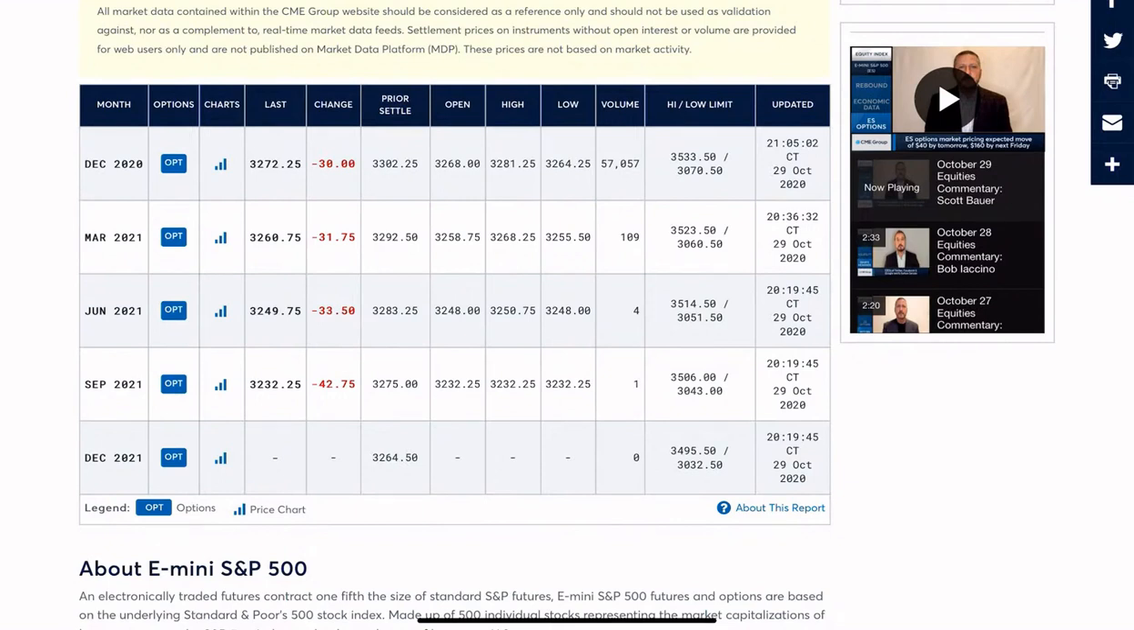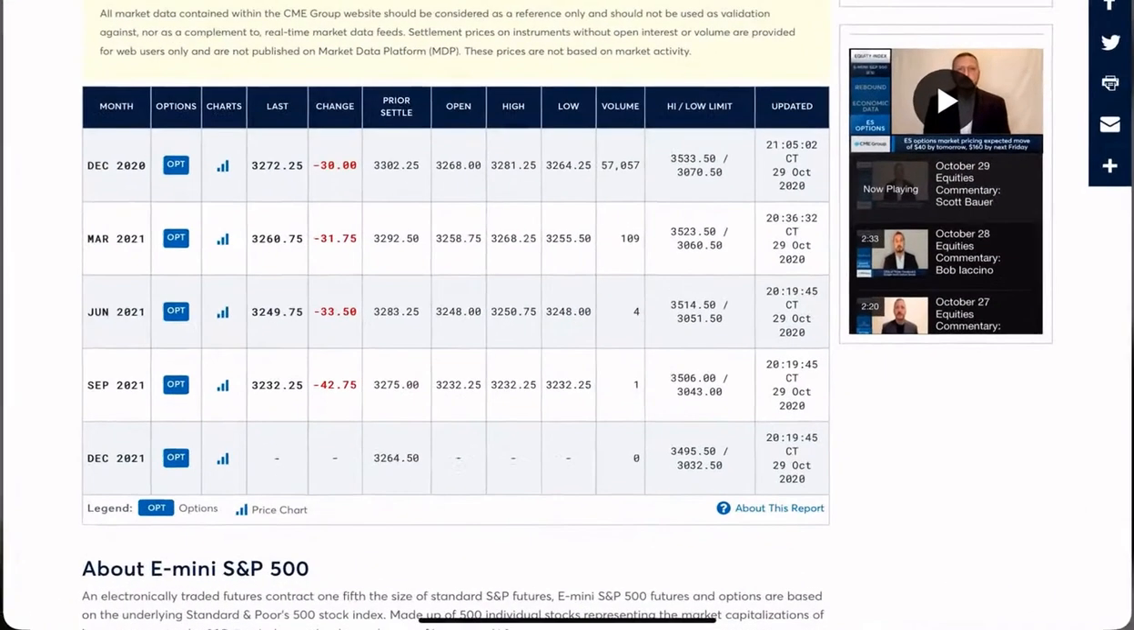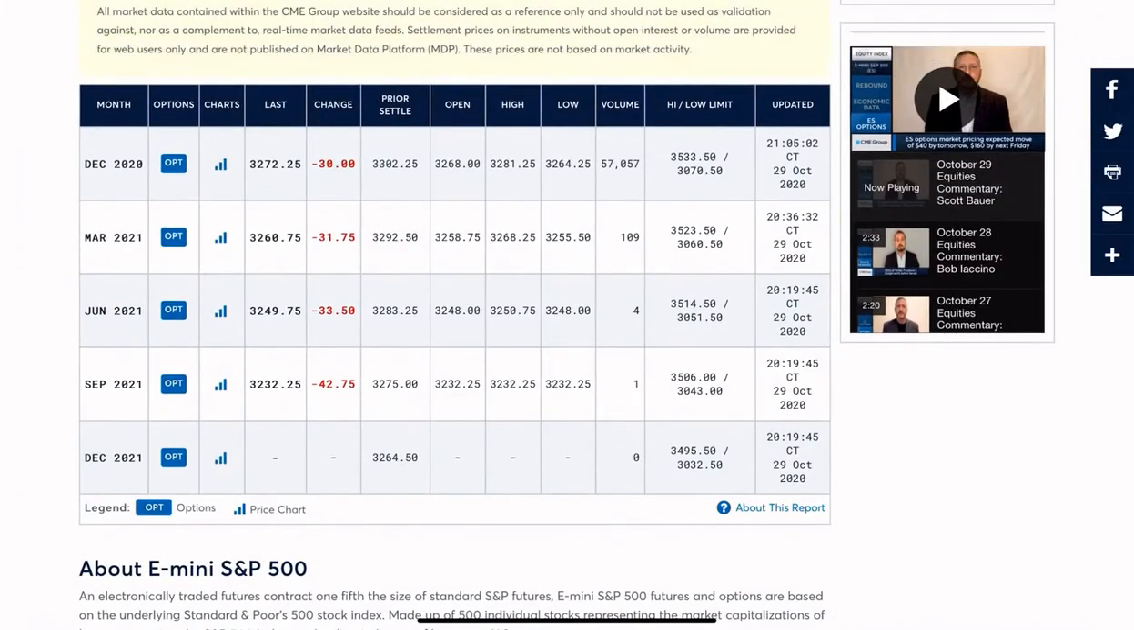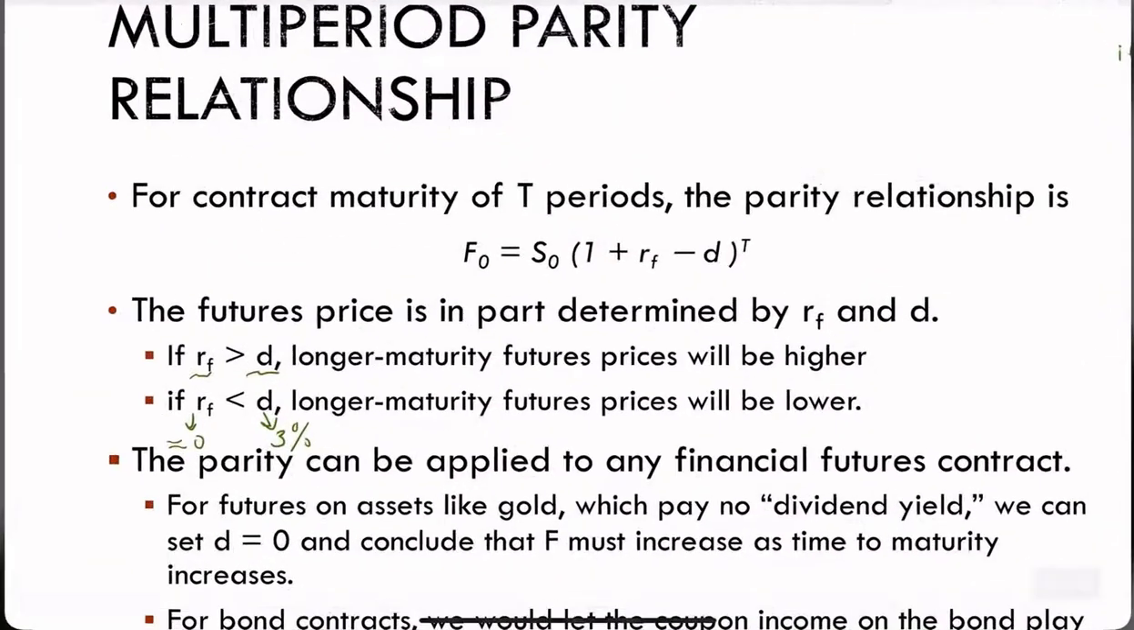So what you observe here is as you move to the future, longer dated futures will have lower prices. So you can see that this is a useful formula which could explain how futures pricing actually works in the real world. Okay.